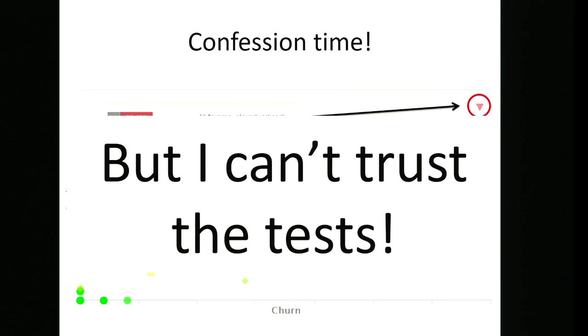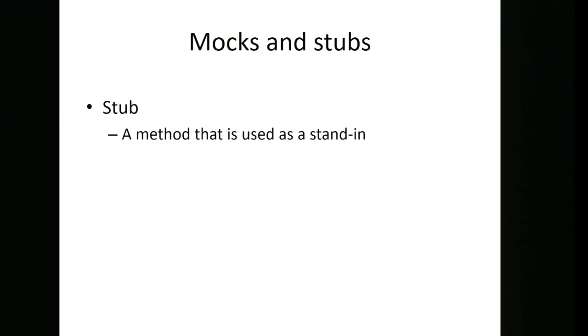Okay, so how does one test things that have lots of dependencies on external things and so on? Well, we talked, was it last week, I mentioned stubs. So let's talk about those. And there's also this other thing called mocks. A stub, which is the simpler thing, is a method which is used as a stand-in for something else.